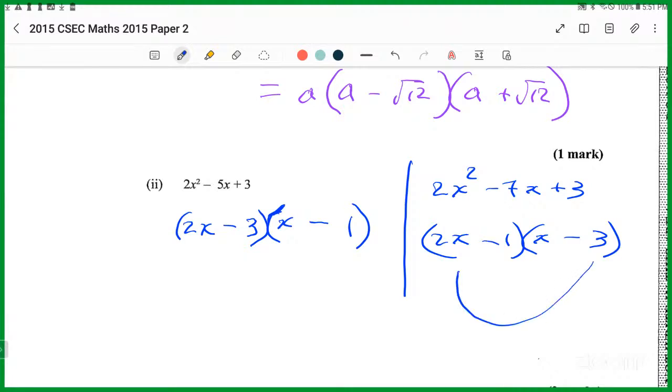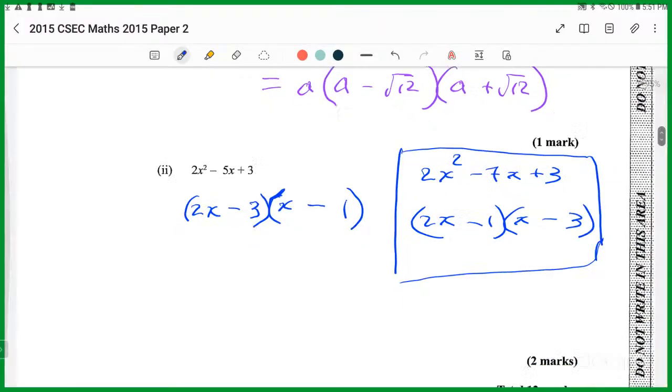And the far product will be 6x minus 6, and the near product will be minus 1x to give this minus 7x. You have to learn these things, guys. That would be what it should be if this was a negative 7 instead of a negative 5. The 1 and 3 will be the other way around, but it will be the same two factors. So let's make note of that.